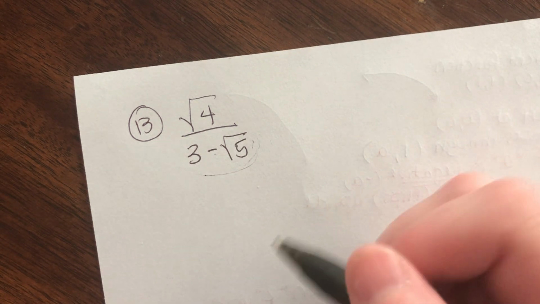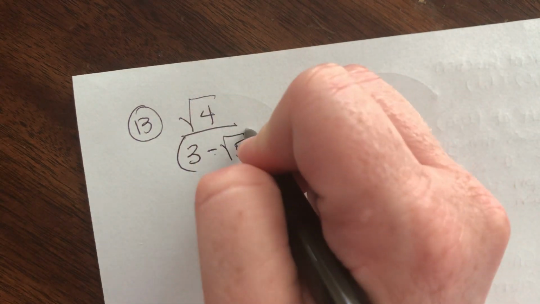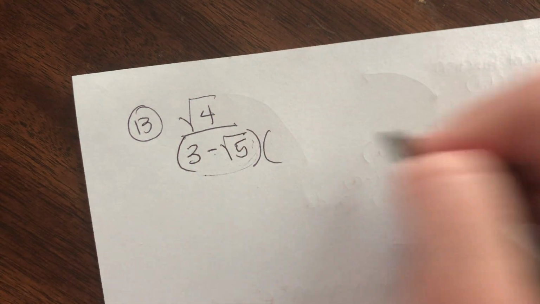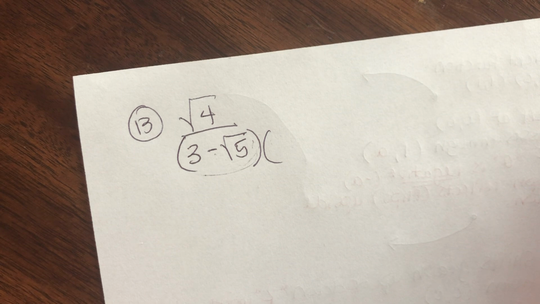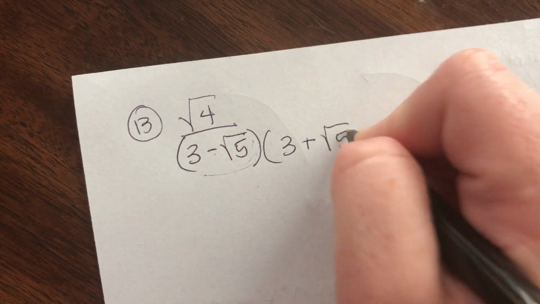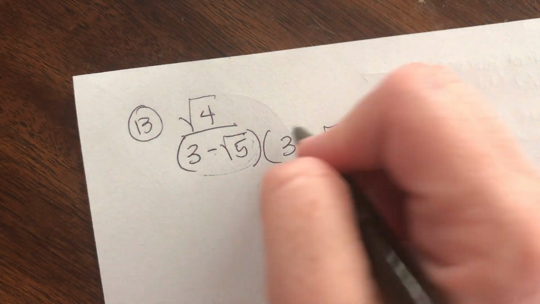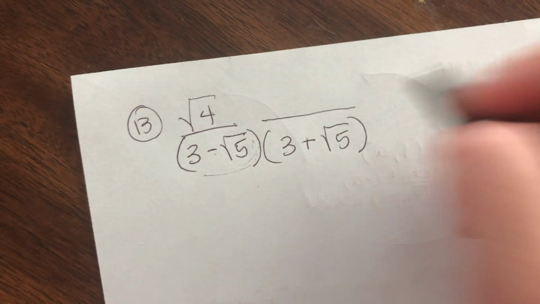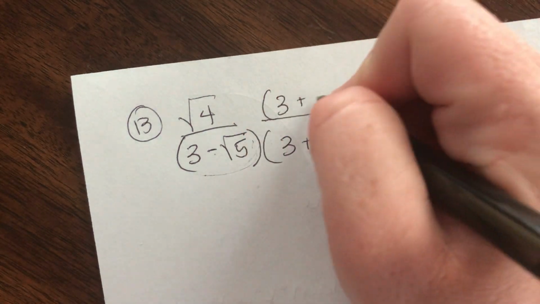What can I do? I can multiply this times, I'm going to have the difference of 2 squares. So I'm going to multiply it by 3 plus square root of 5. And whatever I multiply the bottom by, I got to do the same thing to the top. 3 plus square root of 5.